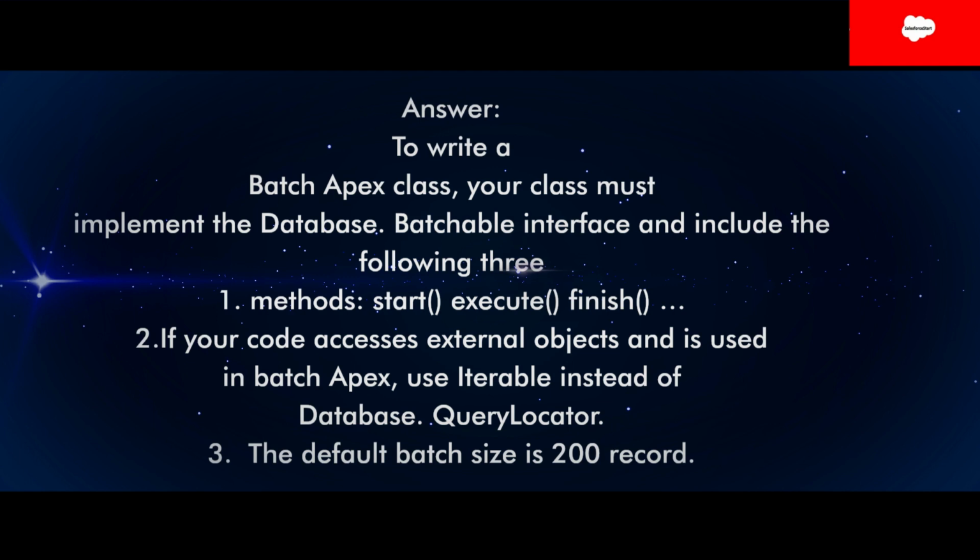2. If your code accesses external objects and is used in BatchApex, use Iterable instead of Database.QueryLocator. 3. The default batch size is 200 records.